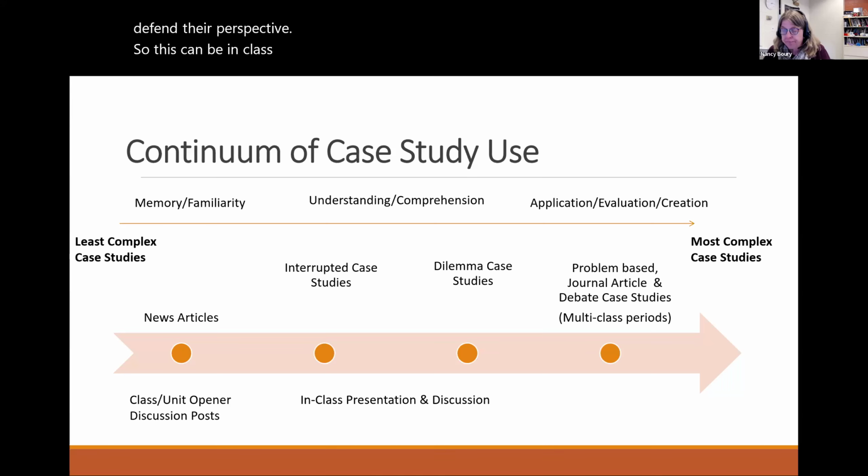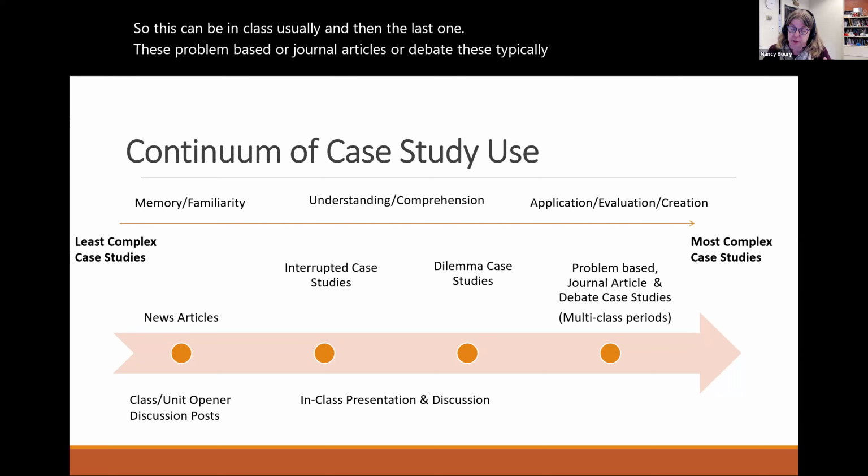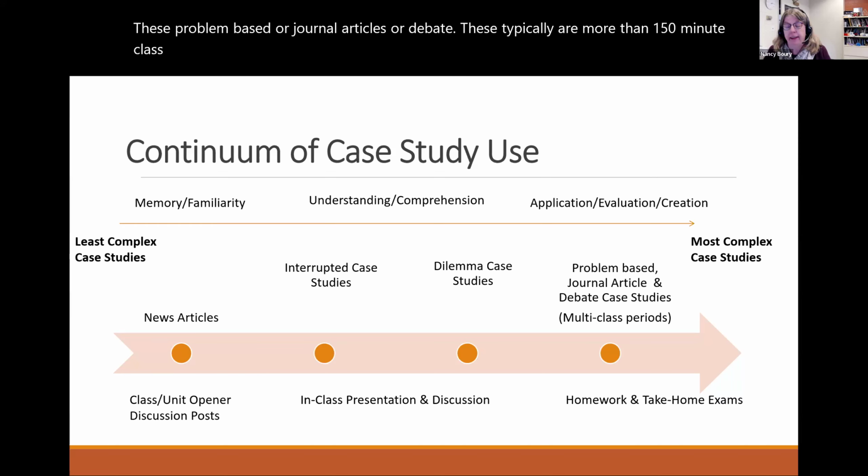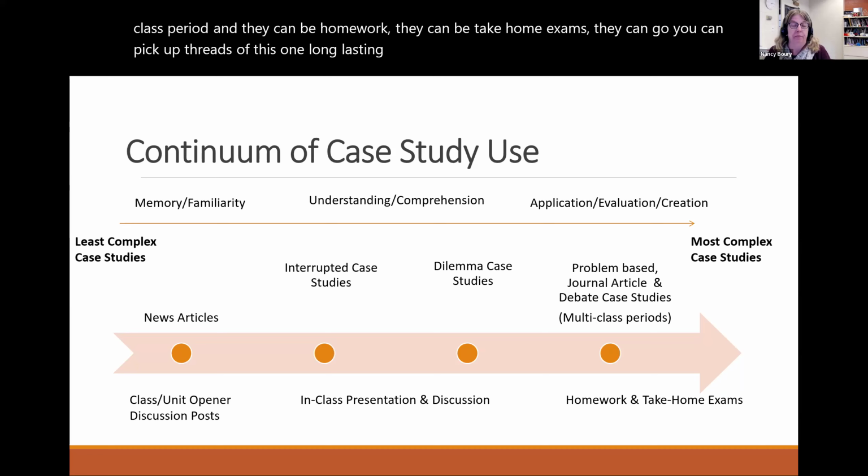And then the last one, these problem-based or journal articles or debate, these typically are more than one 50-minute class period, and they can be homework, they can be take-home exams, you can pick up threads of this one long-lasting case throughout a semester.